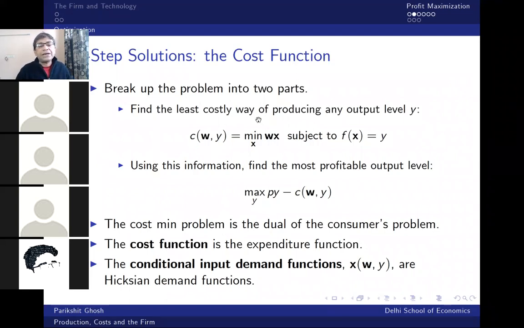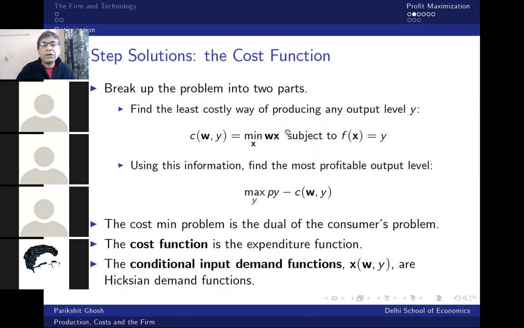So the first step is to construct what is called a cost function. Okay, in this step, let's arbitrarily fix some output target, y. Okay, for some reason, the firm has decided that it wants to manufacture 1,000 cars, and it has to decide, should it rely more on robots and automated assembly lines, or should it rely more on people, workers? So the firm solves the cost minimization problem in this first stage, which is minimize the total expenditure on inputs subject to meeting your output target.